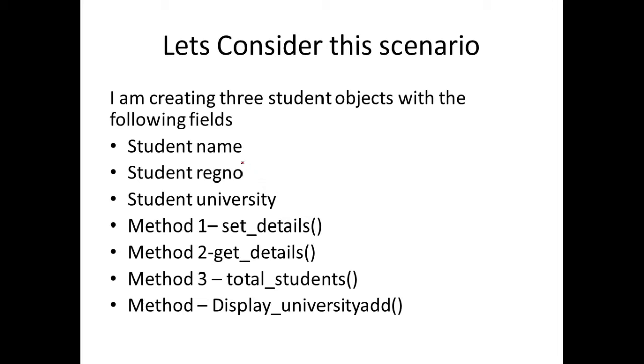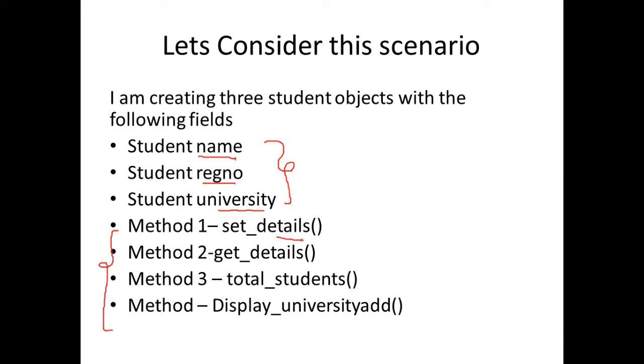We'll understand static by considering a scenario. First, let me write this program. This program contains three student objects. So I'm going to create three student objects, and these are the data members for my student objects. That is name. Every student has a name, registration number, and the university name for that student. And we'll have four methods here.